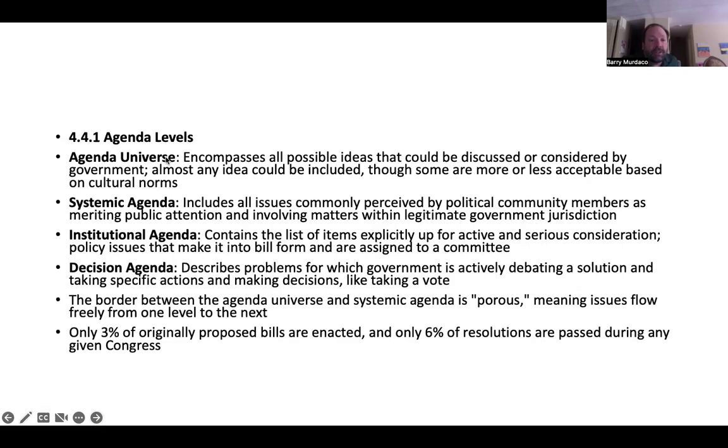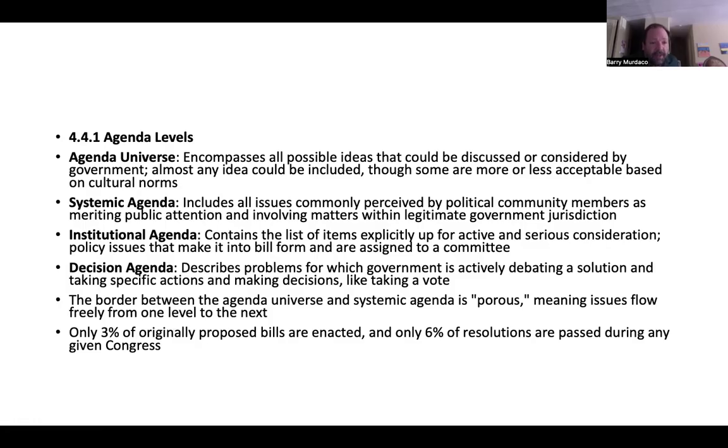There are different agenda levels as well. There's the agenda universe, which encompasses all possible ideas that could be discussed or considered by government. Almost any idea could be included, though some are more or less acceptable based on cultural norms. The systemic agenda includes all issues commonly perceived by political community members as meriting public attention.